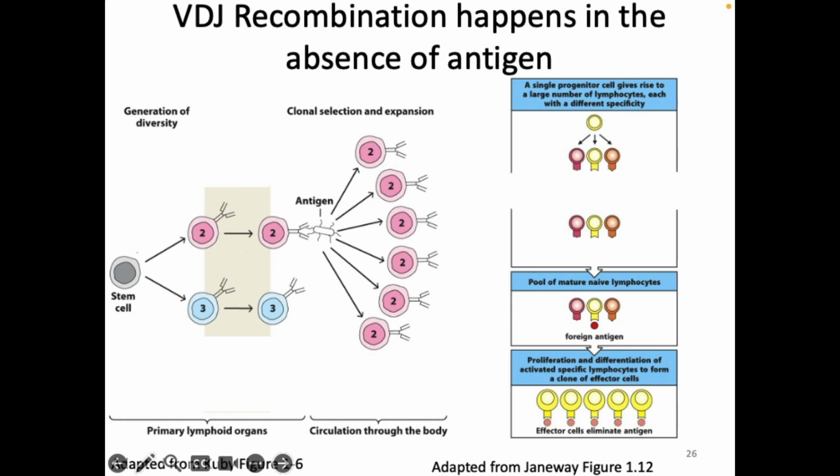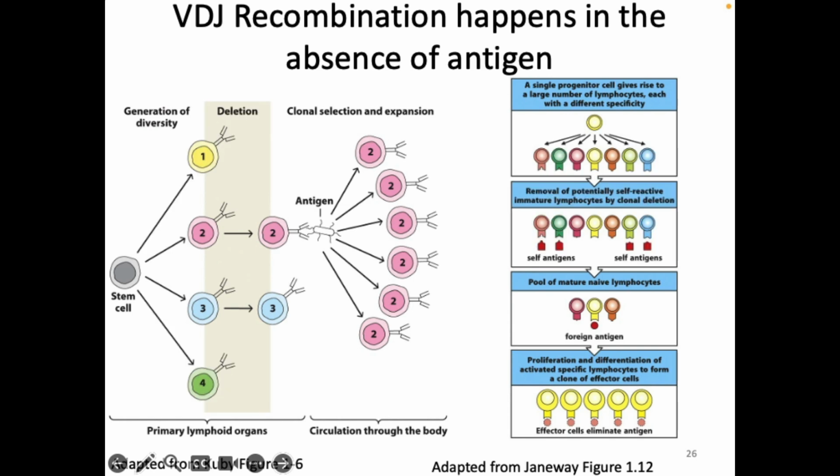We've been thinking about VDJ recombination where we're making this massive diversity of the receptors. We're making every single receptor possible. Every combo of V's, D's, and J's, and all the added nucleotides, every single one possible, right? Some of those will bind to self-antigen. Some of those actually would give you autoimmune disease.